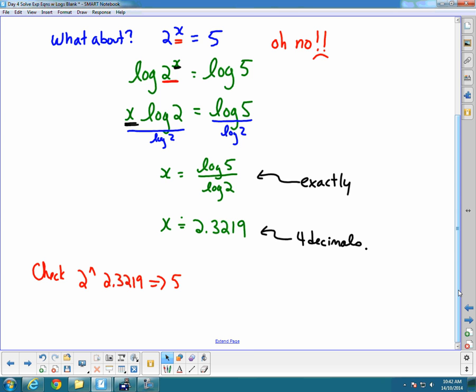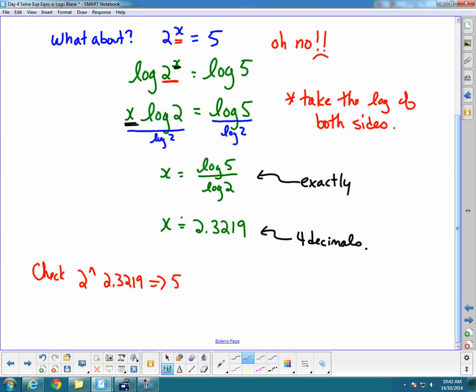Okay, so this is our strategy: take the log of both sides. Sometimes I'll ask for the exact answer, and sometimes I'll ask for the 4 decimal answer.